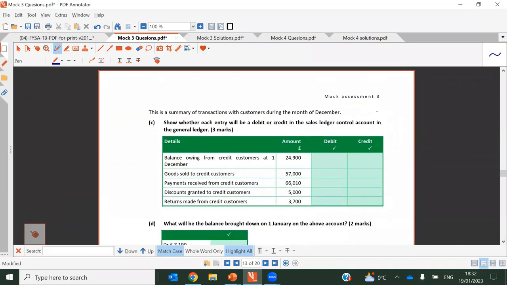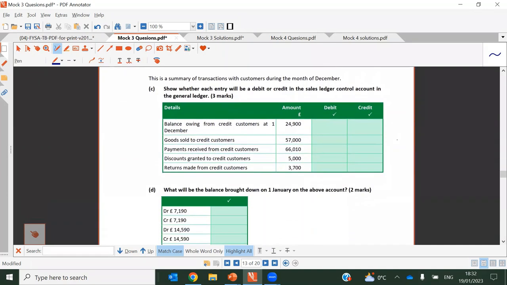Now in our mock three here, we then move on to look at the sales ledger control account. So do be careful in the exam, because at the moment you're in purchase ledger control account mode and we are switching to sales ledger control account. Completely the opposite, really, in terms of the double entry. So just make sure you read super carefully.